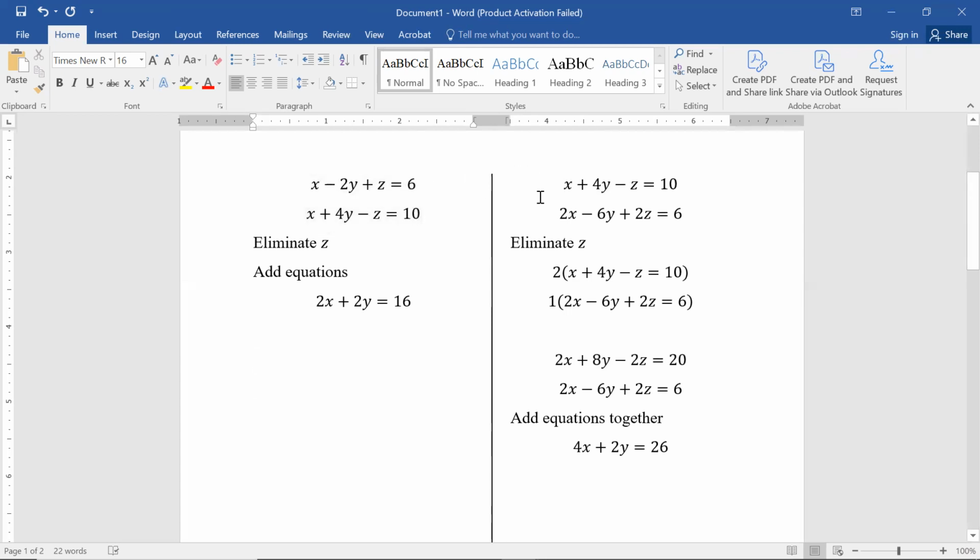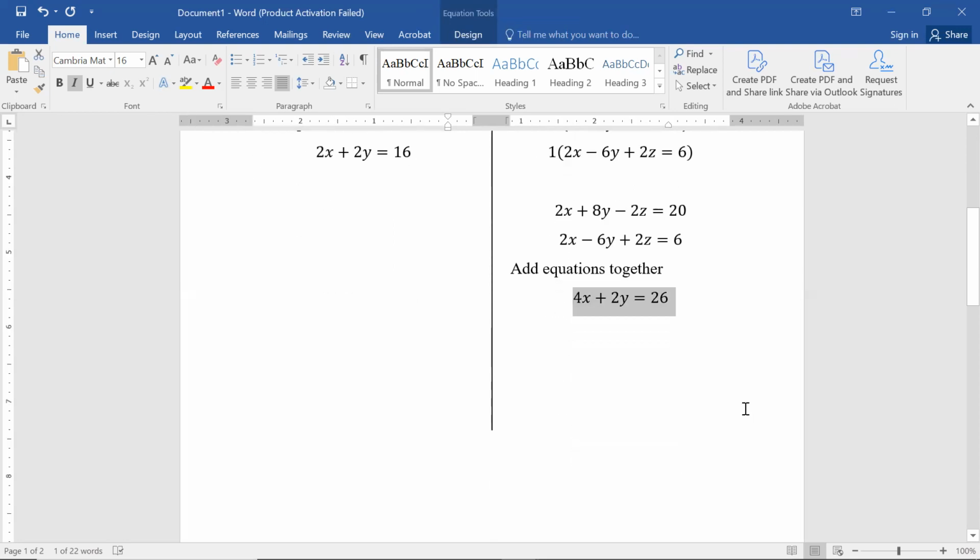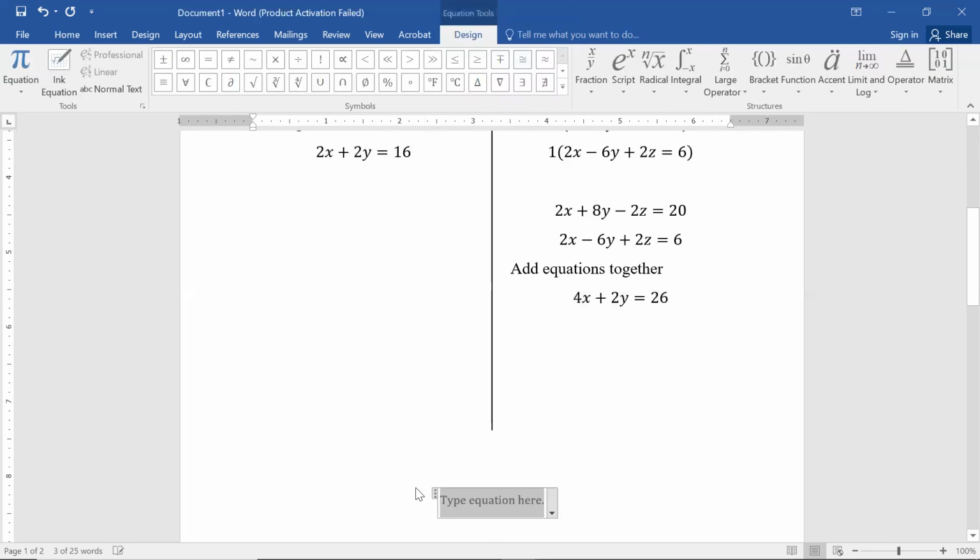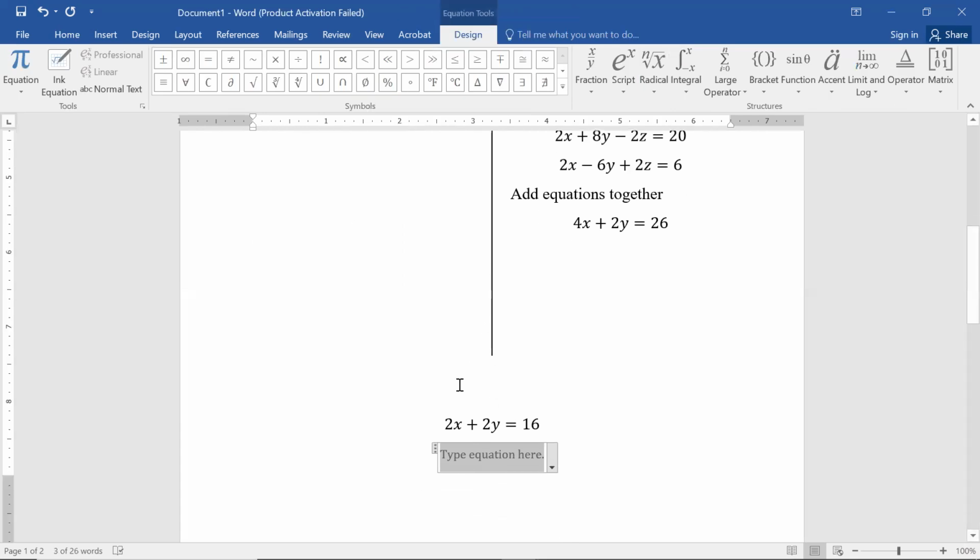I started with two pairs of equations. I eliminated z on one of the pairs, and then I eliminated z on the other pair. And now I have two equations, both of which involve x and y. So that leads me to a system with two equations and two variables. My two equations are 2x plus 2y equals 16 and 4x plus 2y equals 26.